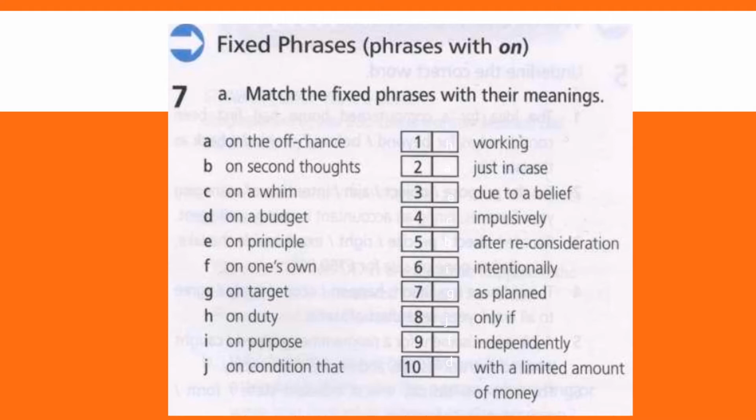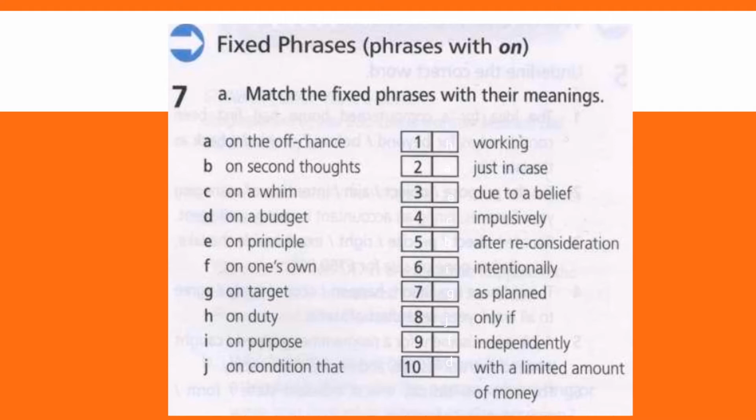Number 5, after reconsideration is equal to on second thoughts. If I'm thinking about any issue for the second time or I'm rethinking about it, so I'm on second thoughts, I decide something. Intentionally, and intentionally may almost be the opposite of impulsively. So if impulsively is on a whim, intentionally will be equal to on purpose. I'm doing it on purpose is equal in meaning to I'm doing it intentionally.